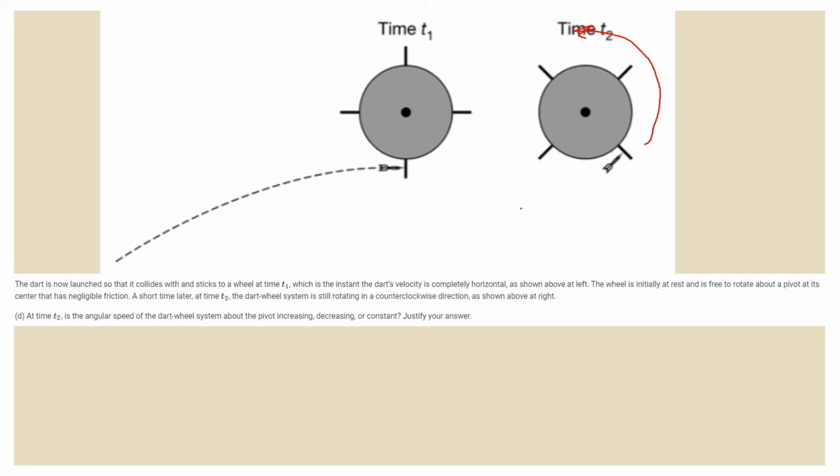This question here says, is the angular speed of the dart wheel system increasing, decreasing, or constant? And what changes angular speed is torque. And so the question is, is there a torque here, yes or no? And the question says there's negligible friction. And so I would imagine most of you looking at this question said, well, there is no external torque. The only problem with that, of course, is that there is. There is a torque exerted by gravity. And that's the part about this that is a little confusing.